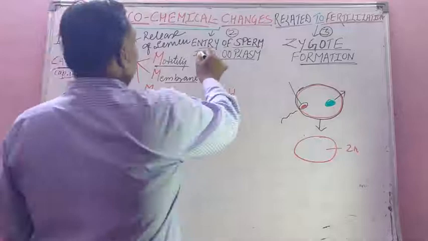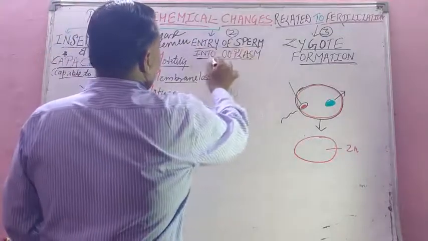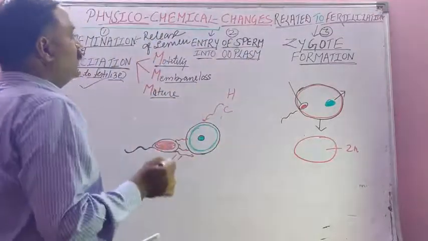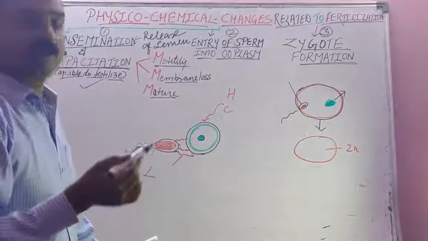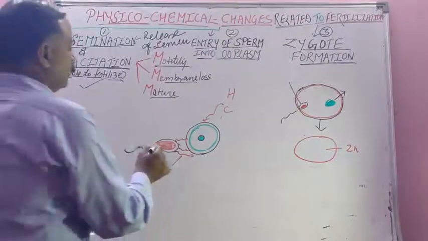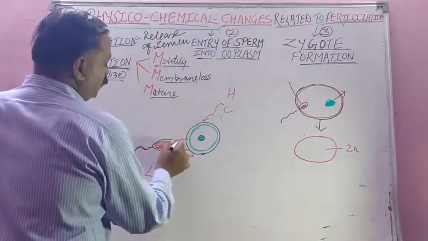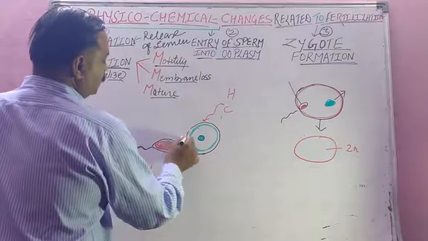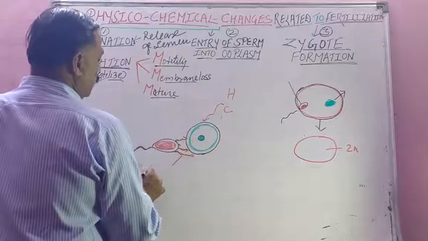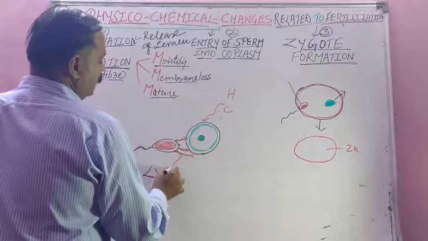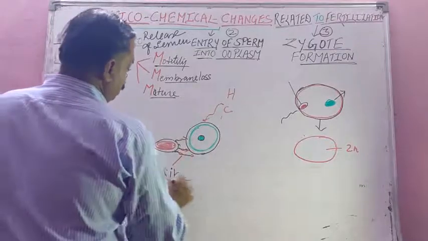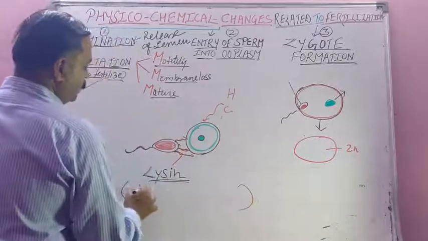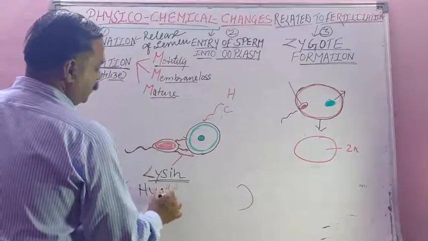Now the second one is entry of the sperm into ooplasm. Let us see which chemical secretions occur here. Now when there is dissolution of acrosomal membrane, after surrounding the ovum, sperm start producing hormone called lysine, and the chemical name is hyaluronidase.